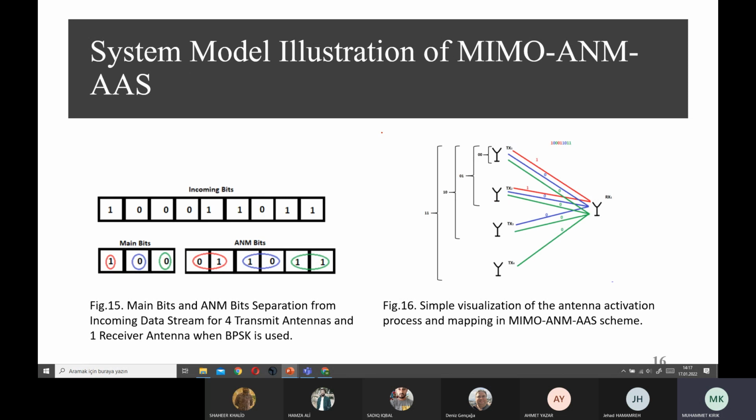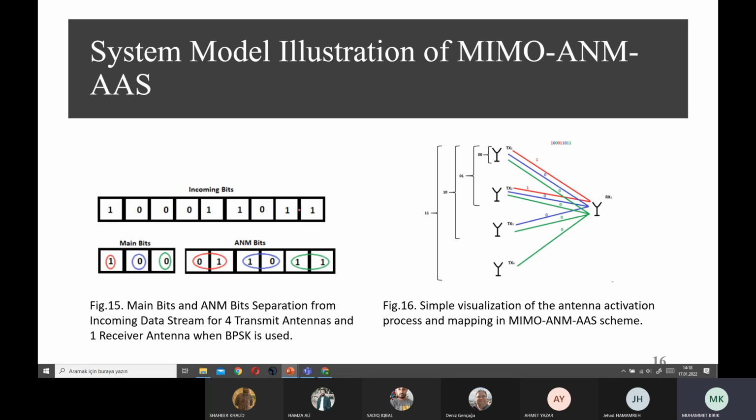So to understand the concept better, we have an example here. Let's have a quick look at it. Imagine that we have this incoming bits group and we want to transmit it by using binary phase shift keying modulation, which means that we are going to have 1 bit in each symbol, and we have 4 transmit antennas and 1 receive antenna. The reason why we are using 1 receive antenna at the reception site is because we want to keep the process simple and make it understandable for everyone, and we can compare it with the other schemes in the literature in a better way. So we have 4 antennas.